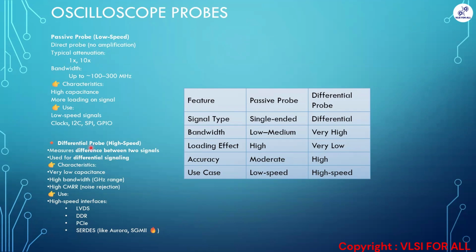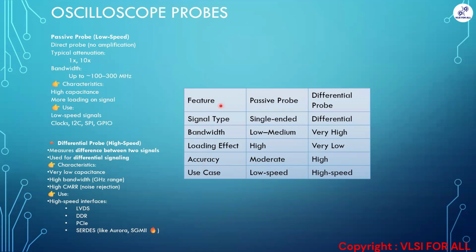Coming to the differential probe, which is used for high speed IP validation. It measures the difference between the two signals and eliminates noise and other parameters. So we use differential probes. It has low capacitance, high bandwidth, and high CMRR. It is used for LVDS signals and high-speed applications like DDR, PCI, SGMII, and Aurora.